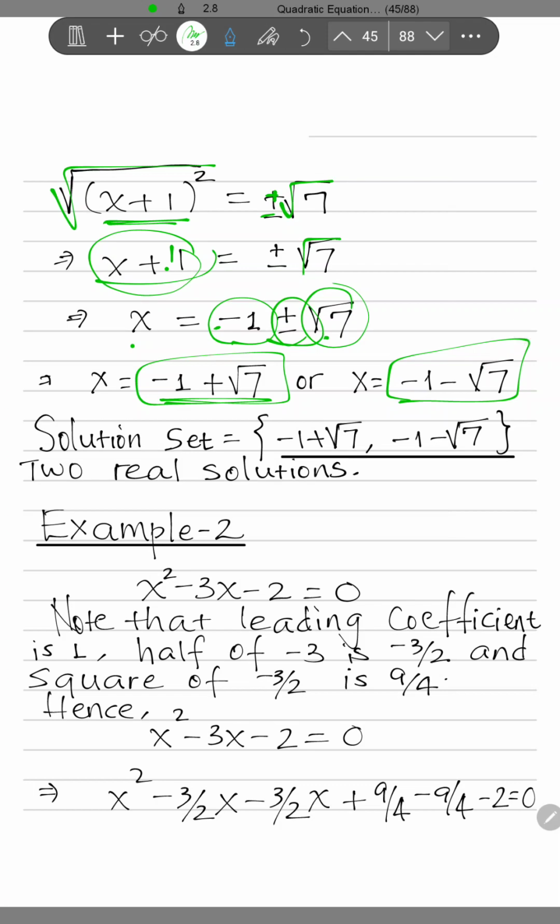So the two solutions of this quadratic equation, by completing square, are two real solutions. One is minus 1 plus square root of 7. The other one, minus 1 minus square root of 7.